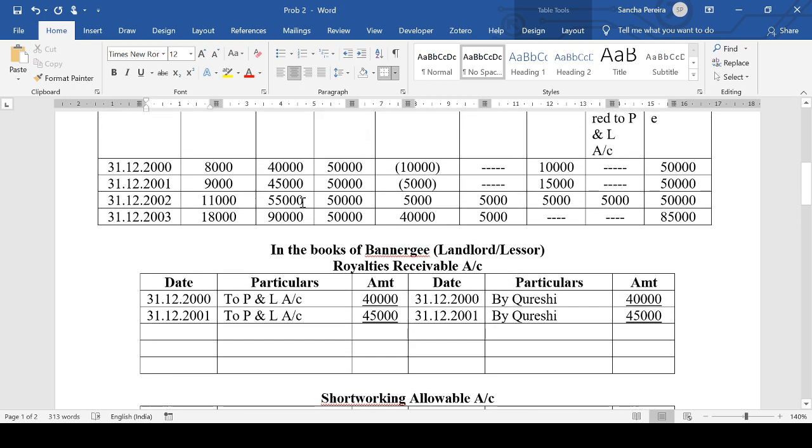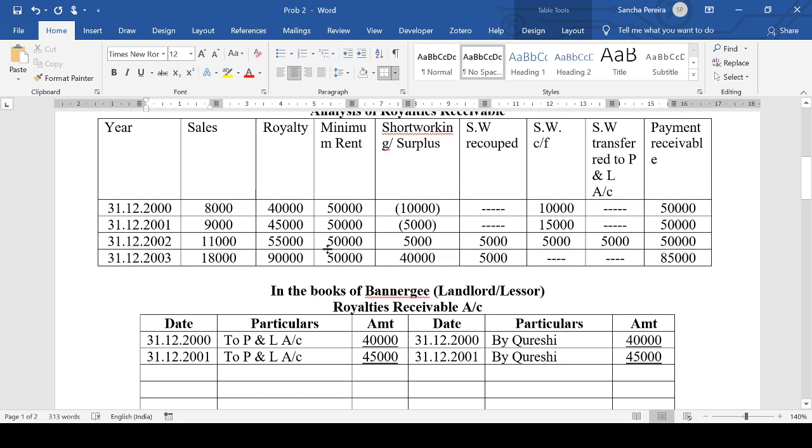Now in the third year, we'll have to go to the second set of entries because the royalty is more than the minimum rent. Now when the royalty is more than the minimum rent, what is the entry? First entry. There, what was the entry in the books of the lessee?